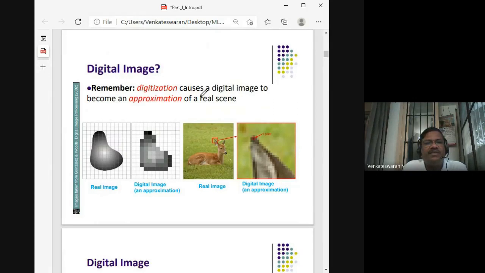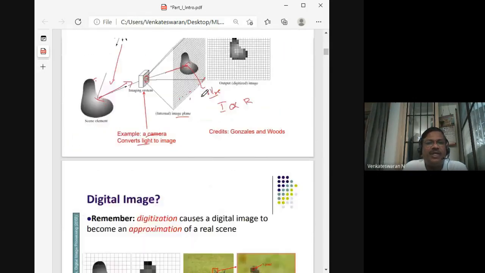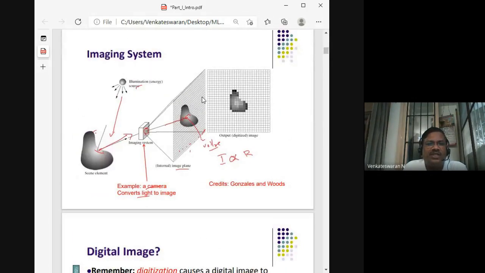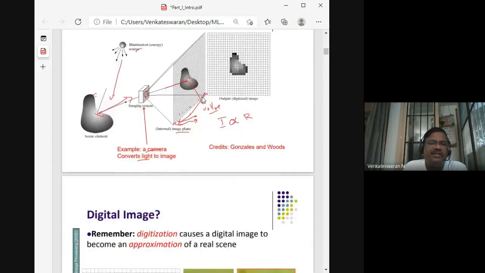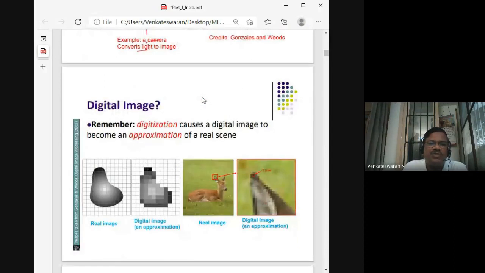Essentially, because we have this array of sensors, and each sensor is connected to one voltage level, and each one of them is producing an output, what you get is something called a discrete version of this image. Sometimes it's called the digital version of the image. So the digital version of the image is what we are trying to look at. So this is the image that is formed.